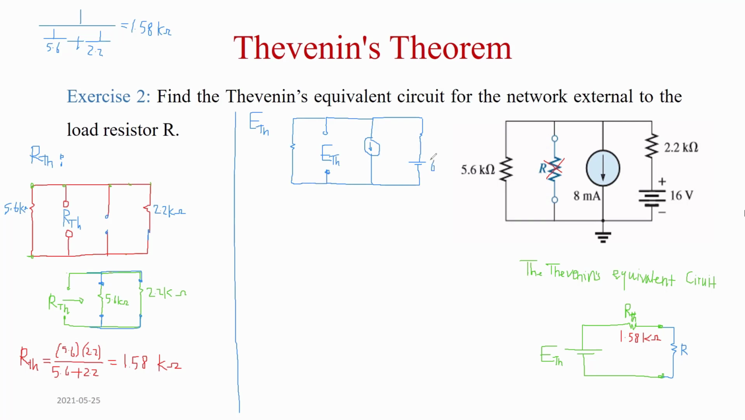16 volt here, 2.2K here. The current source is 8 milli, and it is going down, and this resistance is 5.6 kilo ohm. So you're going to use any analysis you want. I'm going to use the nodal analysis.